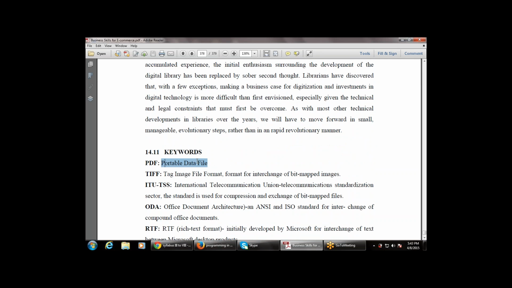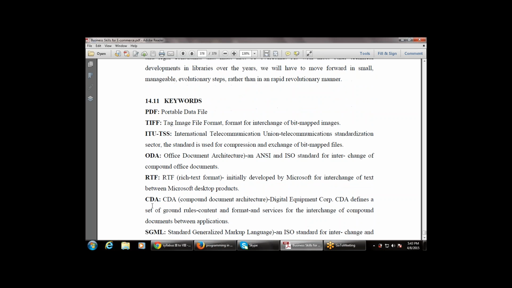Then what are the keywords? First is PDF, that is Portable Document Format. Then TIFF, that is Tag Image File Format, a format for interchange of bitmap images. Then ITU-TSS, that is International Telecommunication Union Telecommunication Standardization Sector. Then ODA, that is Office Document Architecture, an ANSI and ISO standard for the interchange of documents.